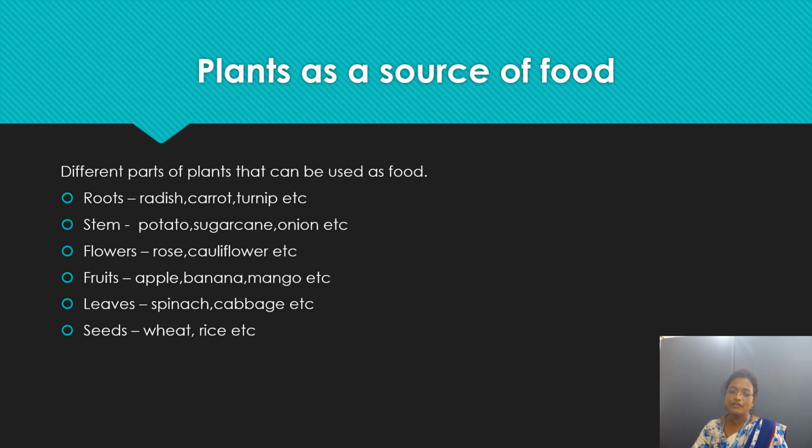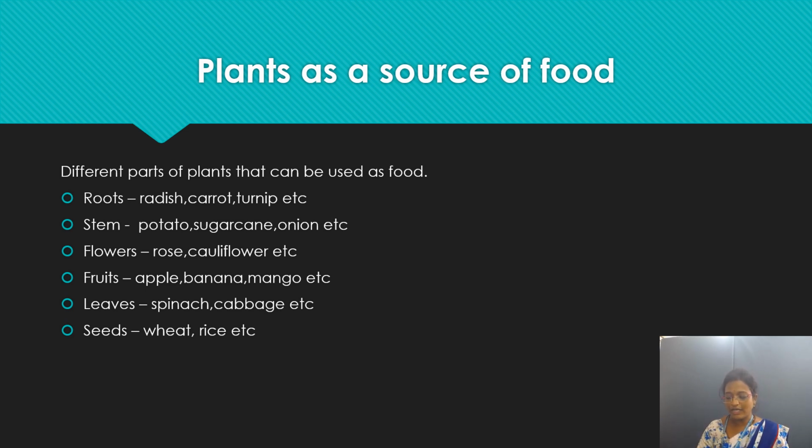And next is fruits. Which are the fruits we get? There are lots of fruits. Here I took a few, like apple, banana and mango. Next is leaves. Which are the leaves we are going to use here? Spinach and cabbage. We get spinach and cabbage from plant, isn't it? And here seeds. Which are the seeds which we get, like wheat, rice, etc.